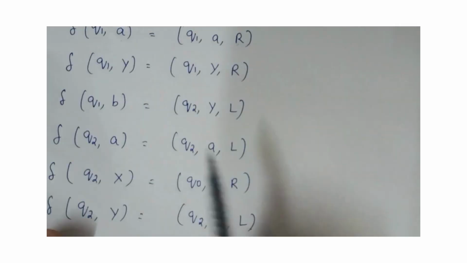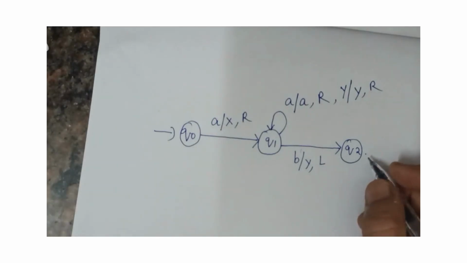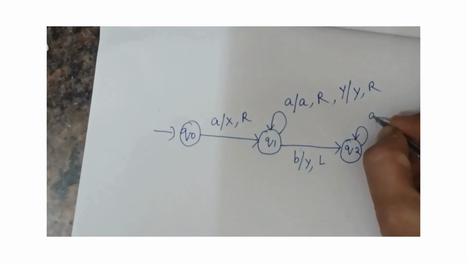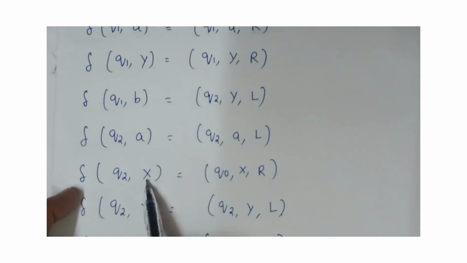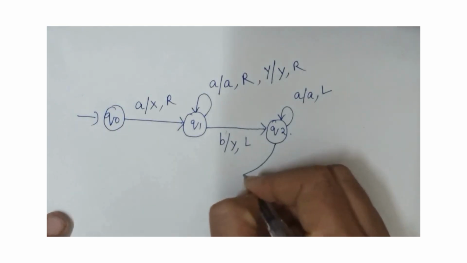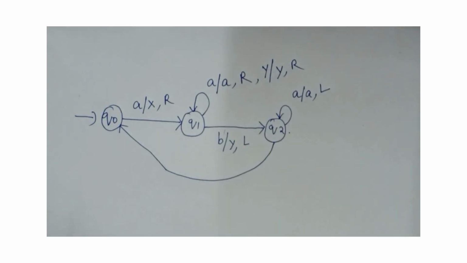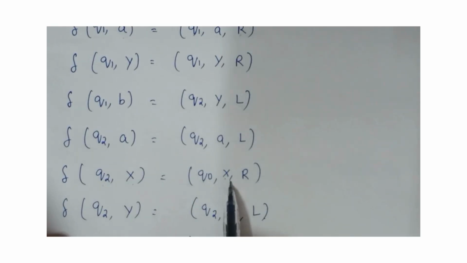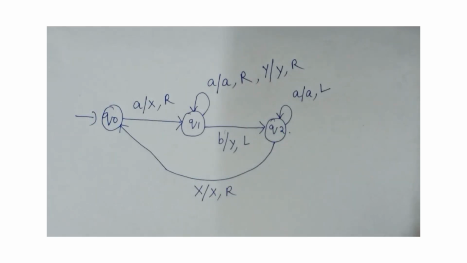Now, next transition is Q2. Whatever A's we get, read A, write A and move to left. So it remains in the same state. We will put a Q2 self loop: read A, write A and move to left. Again, we will be getting X at Q2. Whenever it reaches X, change the state to Q naught, replace X with X and move to right. So Q2 moves to the state Q naught. What action is happening? Reading X, writing X and moving to right.